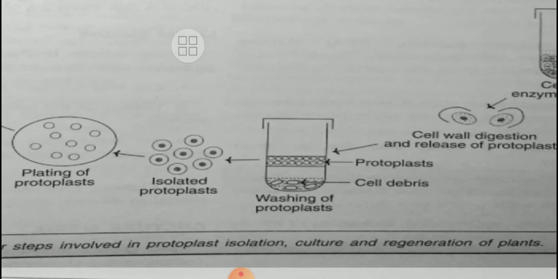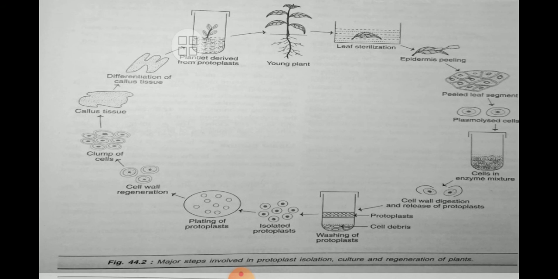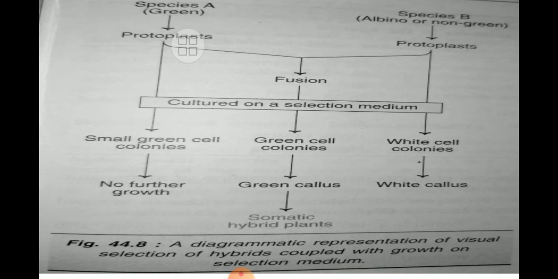Friends, keep in mind that in this diagram we have isolated the protoplast of a single cell, cultured it on a culture medium, and finally produced the plantlet of the same plant. Here hybridization has not taken place, because for that, different types of protoplast should be there. Now this diagram will give you an idea about somatic hybridization.